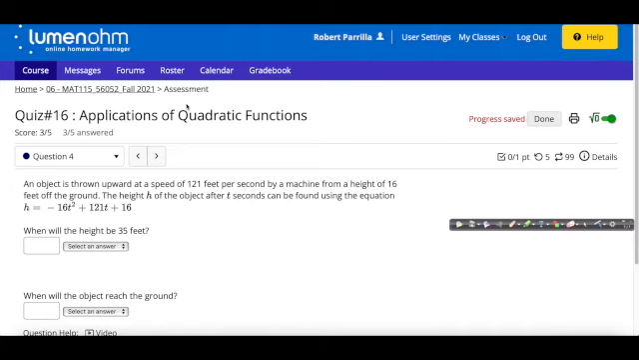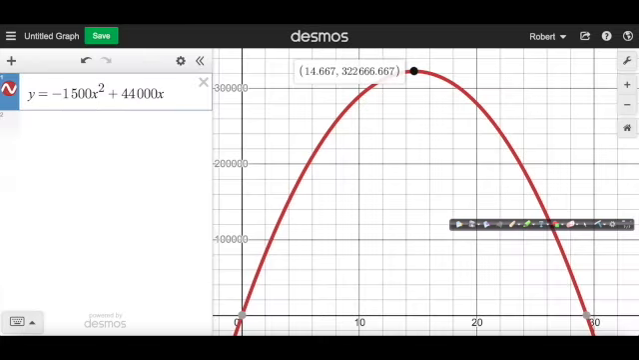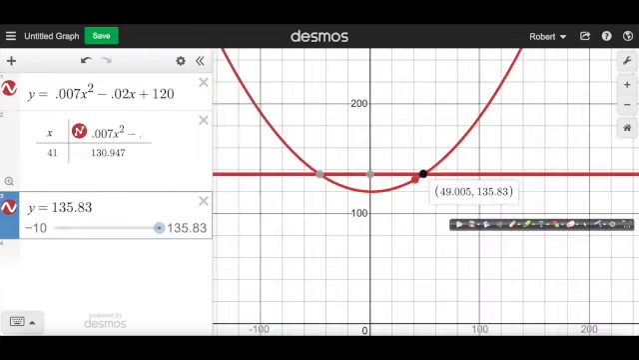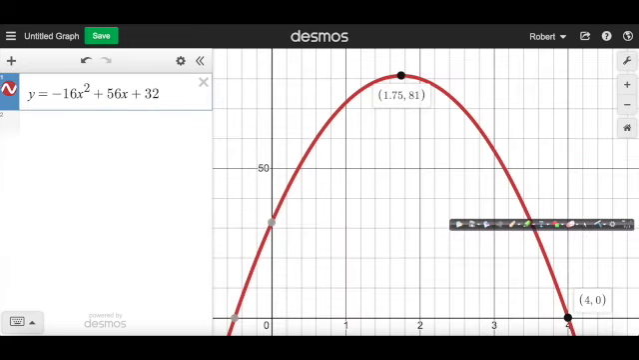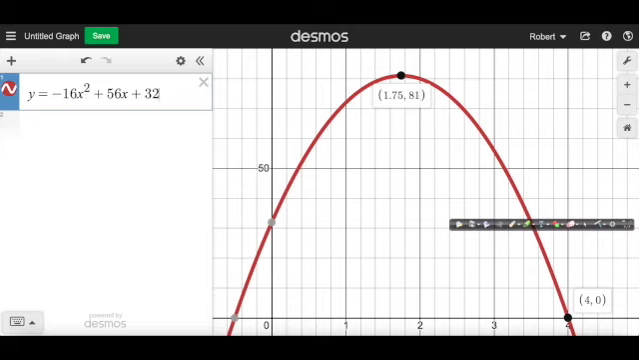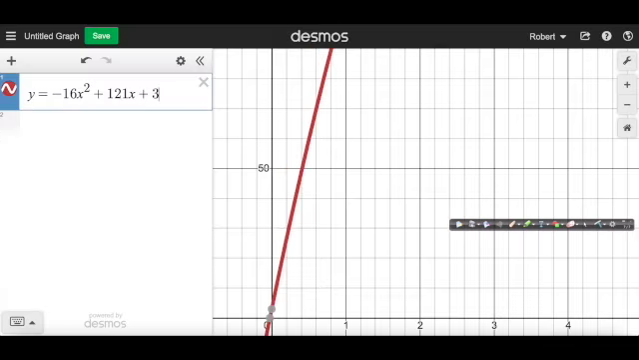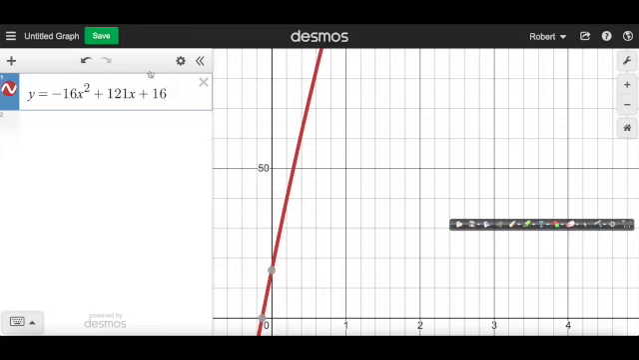All right, so this one is gravity, 121 feet per second at 16 feet. It's in imperial units, so we're going to look for the template that lets me do that. That would not be this one. It definitely won't be this one. It'll be this one. Negative 16x squared plus the 56 is going to be changing to 121, and the initial height is 16.